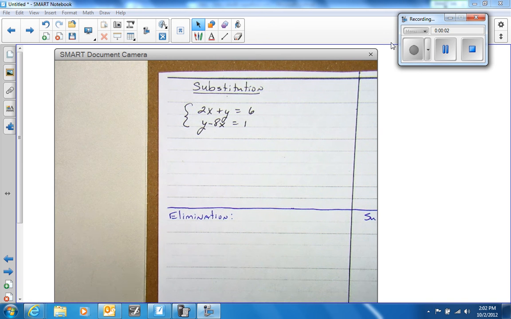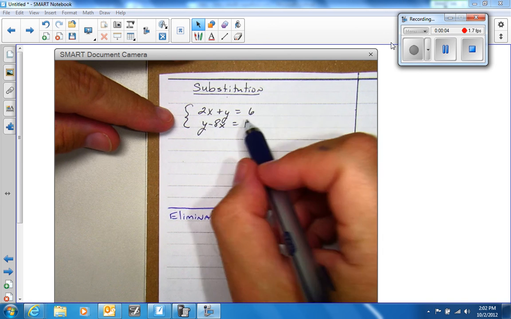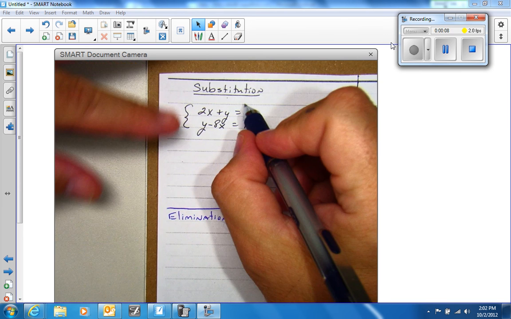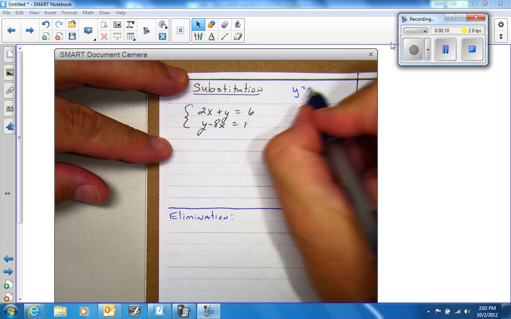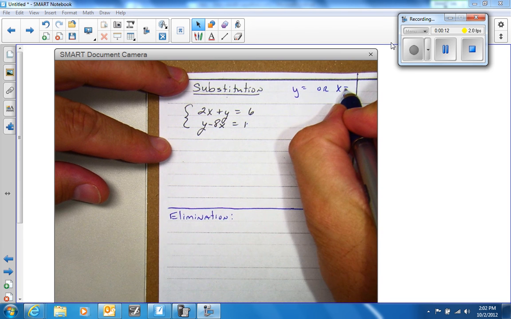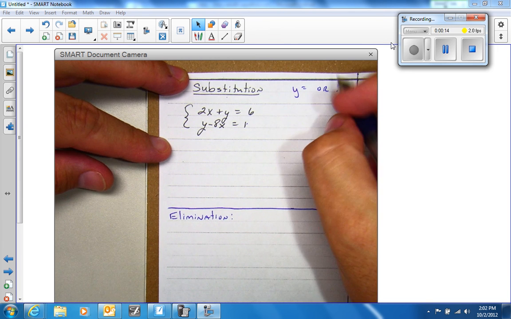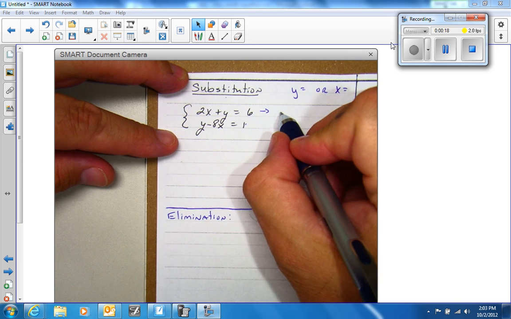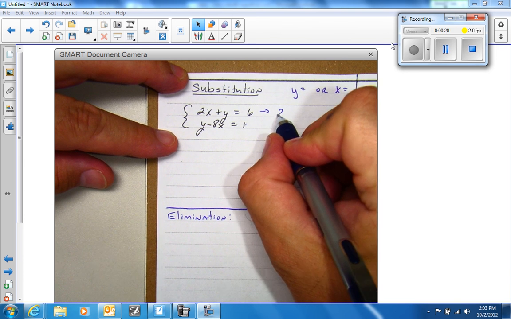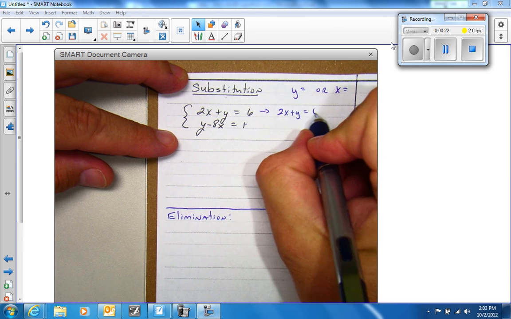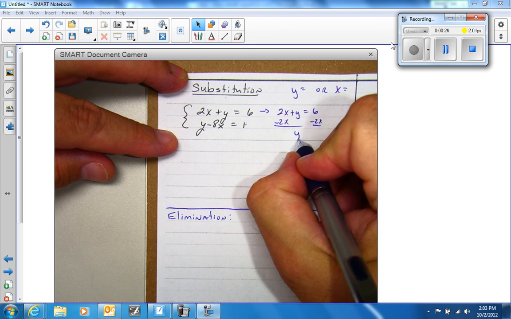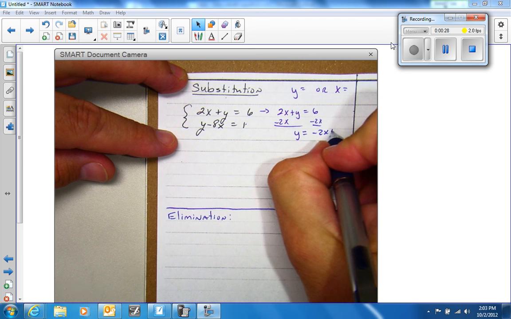Okay. First of all, I'm going to go over this problem with substitution, then I'm going to solve it using elimination. When you solve by substitution, remember you either have to get it in y equals or x equals. Solve for one of the variables. So in this case, I'm going to use this one for y equals. I'm going to get 2x plus y equals 6. So I'm going to subtract the 2x. And I get y equals negative 2x plus 6.